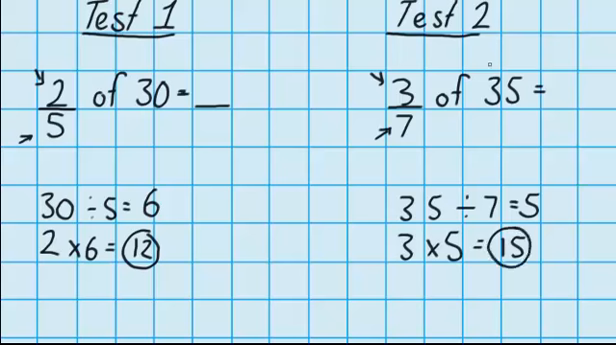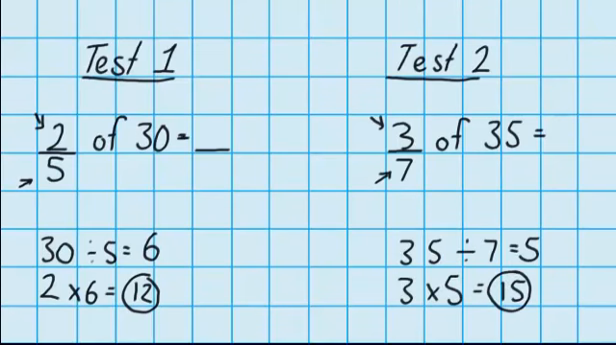So now you can see in test 2 I got 15 words wrong, and in test 1 I got 12 words wrong. So to answer my original question, I got more words wrong in test 2 than I did on test 1. Let's try another question.